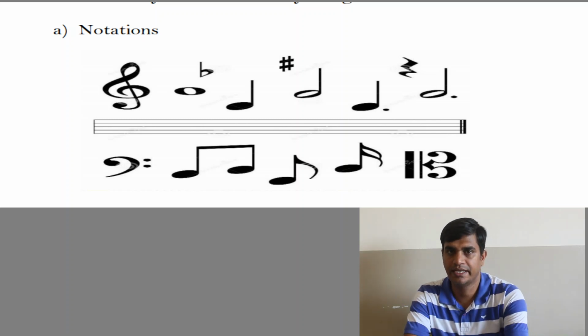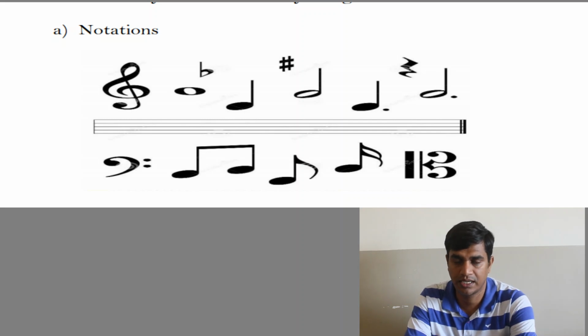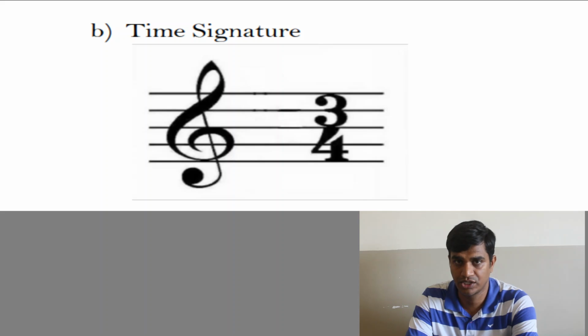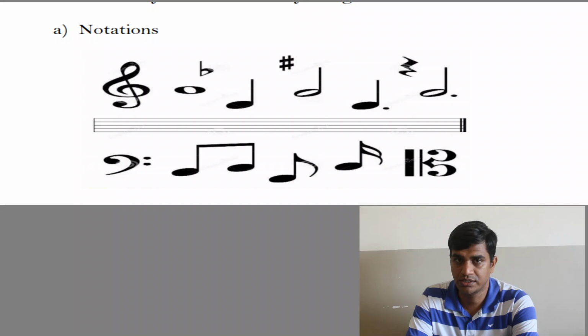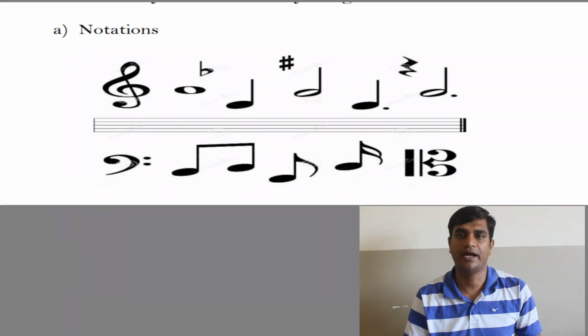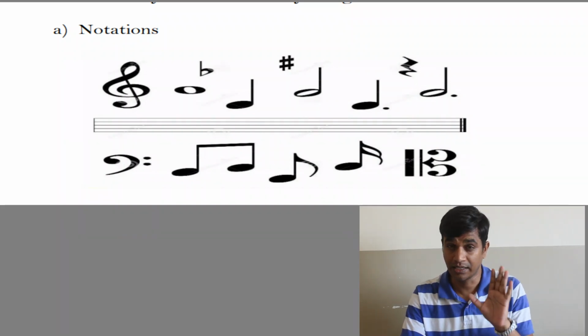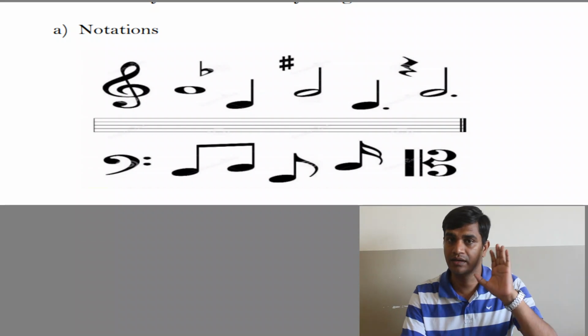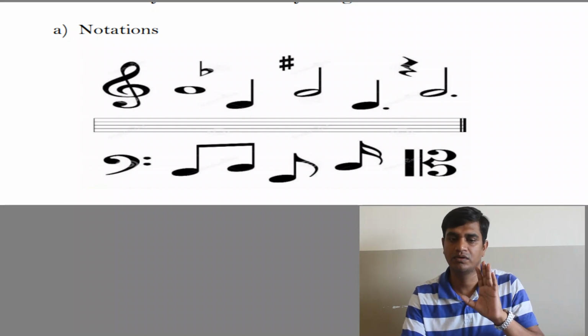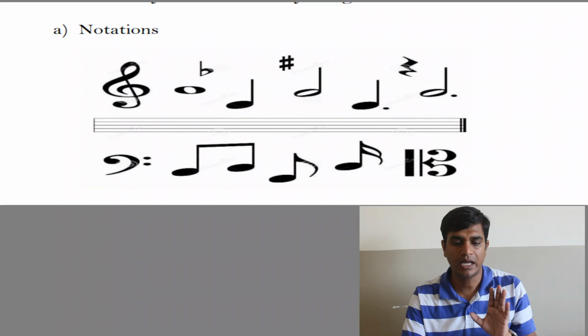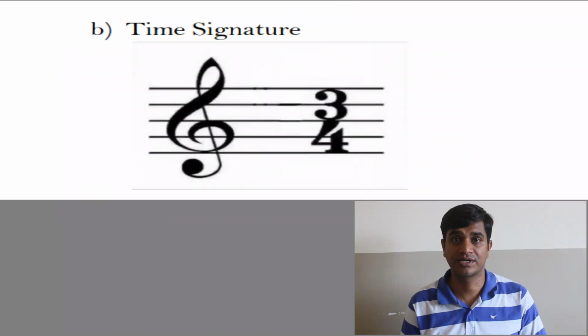Dear students, the next thing that we are going to see in music theory is the time signature. First one is notations. Notations means we will find everything like clef, notes, time signature and rests. Then we have key signature. Now we will see time signature.